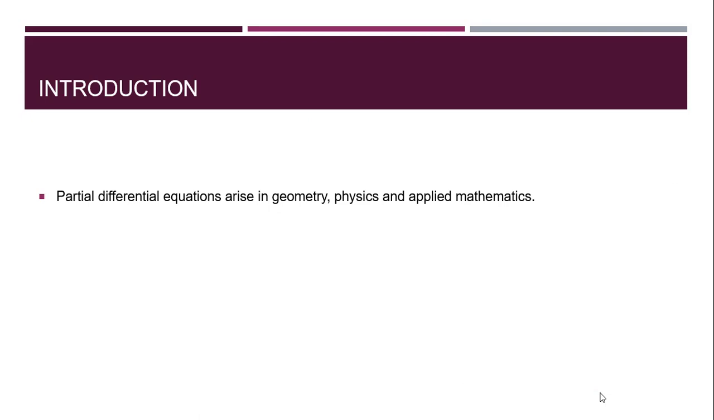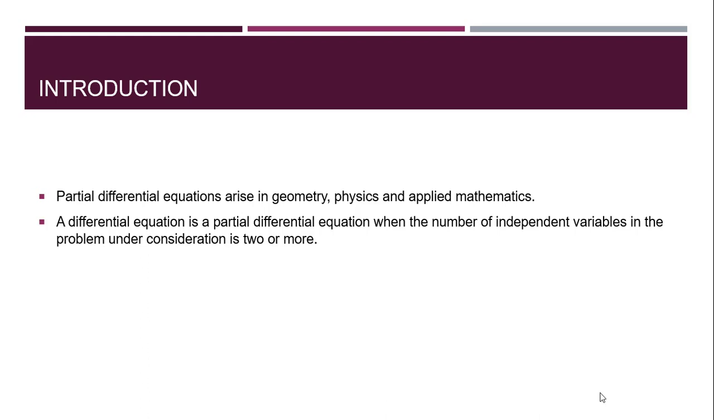A partial differential equation is an equation that arises most of the time in our real life, and how can we find out that a given equation is a partial differential equation? Here we are saying that when the number of independent variables in the equation is 2 or more, then the equation that will come into the picture is a partial differential equation.